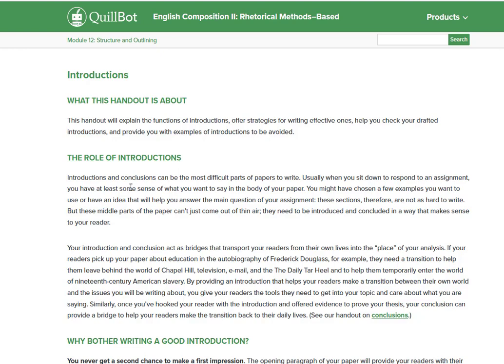By providing an introduction that helps your readers make a transition between their own world and the issues you will be writing about, you give your readers the tools they need to get into your topic and care about what you are saying. Similarly, once you hook your reader with the introduction and offered evidence to prove your thesis, your conclusion can provide a bridge to help your readers make the transition back to their daily lives. And when we write conclusions, the conclusion gives the reader closure. And so sometimes it's difficult for a writer to write a good introduction and to write a good conclusion.